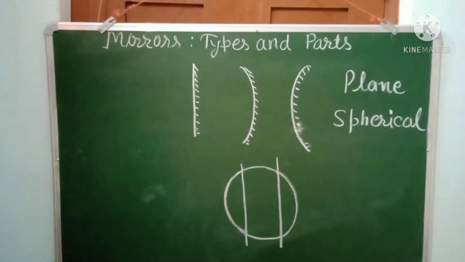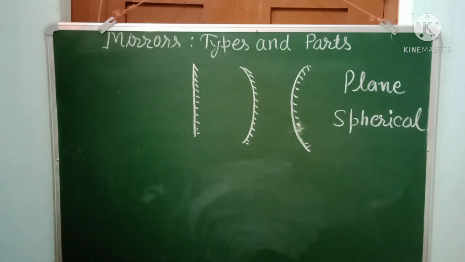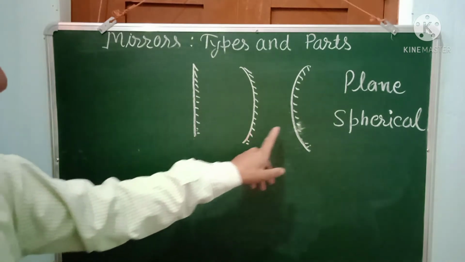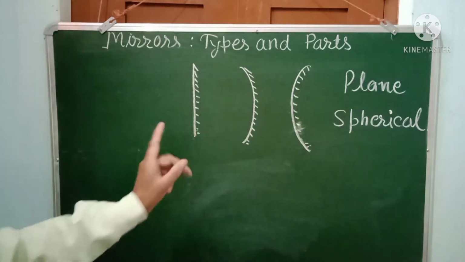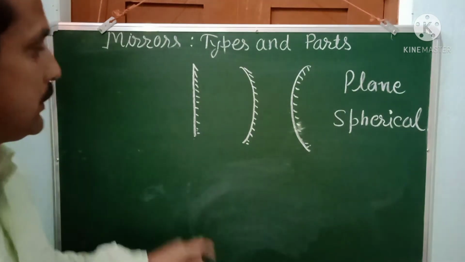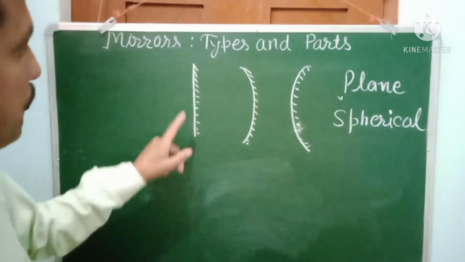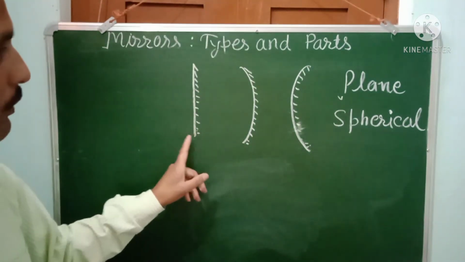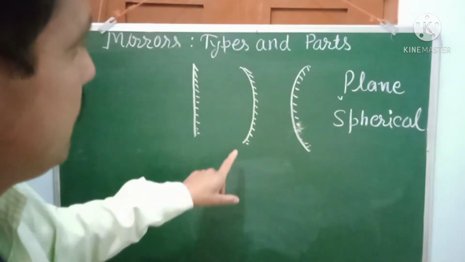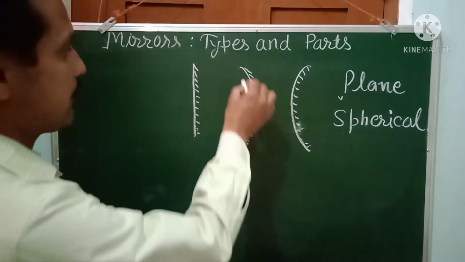Spherical mirrors. What are mirrors? Mirrors are the parts of solid transparent glass polished on one surface and a bright other surface. Now, types of mirrors. Mirrors are of two types. First, plane mirrors. Mirrors that have plane reflecting surface are called plane mirrors. Second, spherical mirrors. Mirrors that have curved reflecting surface. This surface is curved.